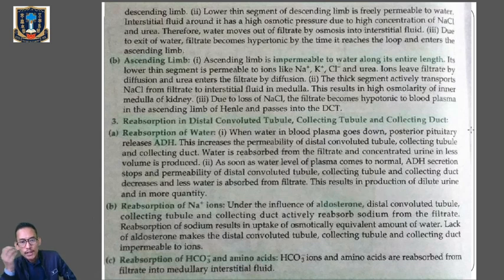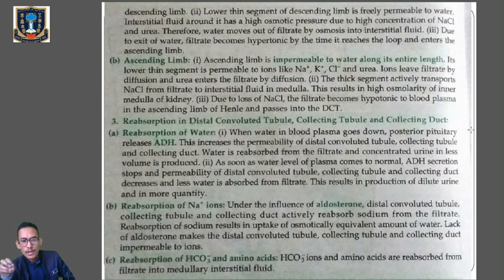Then due to the exit of water, the filtrate becomes hypertonic. It becomes concentrated by the time it reaches the loop and enters the ascending limb. The ascending limb is impermeable to water along its entire length, but its lower thin segment is permeable to ions like sodium, potassium, chlorine and urea.